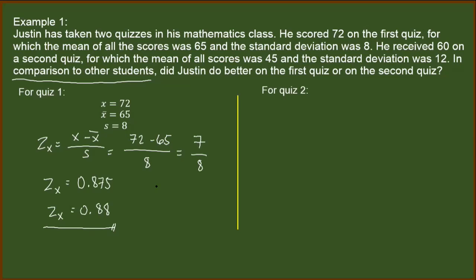Let's solve for the z-score for the second quiz. So for this one, we have his score as 60. The mean is 45 and the standard deviation was 12. At first glance, you may notice that quiz 2 has a smaller mean as compared to quiz 1. And his score for quiz 2 is, of course, smaller than quiz 1. So later, after we have solved the standard score for quiz 2, we will compare to know where Justin performed better. So I suggest you do it on your own.